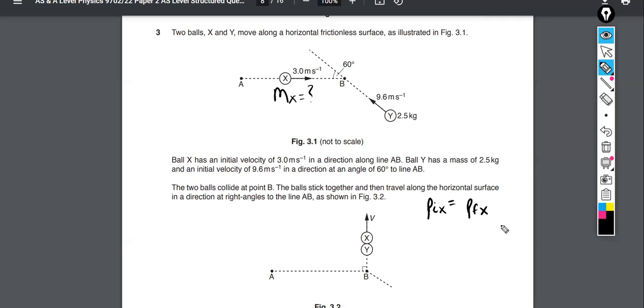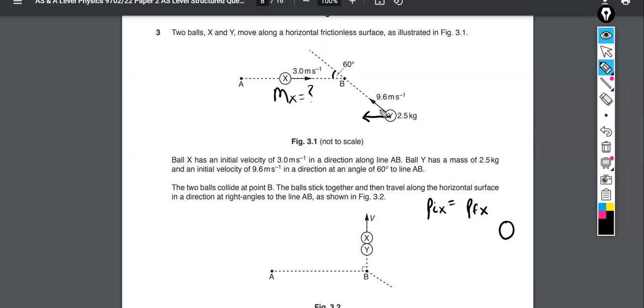So the final X momentum, that's kind of easy, 0, right? So we know it has to add up to 0. In other words, the component of momentum for object Y that acts in this direction must be the same as the momentum of this object because all of its momentum is directed that way.